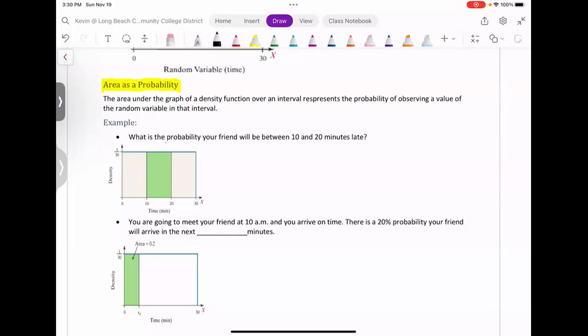So what is the probability your friend will be between 10 and 20 minutes late? Well, this right here represents 10 minutes. From 10 minutes late to 20 minutes late, that's a total of 10 minutes. And the height, again, is 1 over 30. So base times height, or length times width, however you want to view it, 10 times 1 over 30 is going to give me 1/3, which is about 0.3333. So about a 33 1/3% chance that my friend will be between 10 and 20 minutes late.